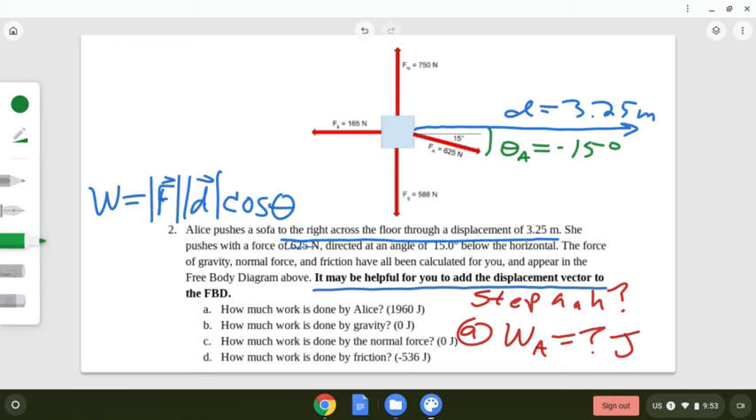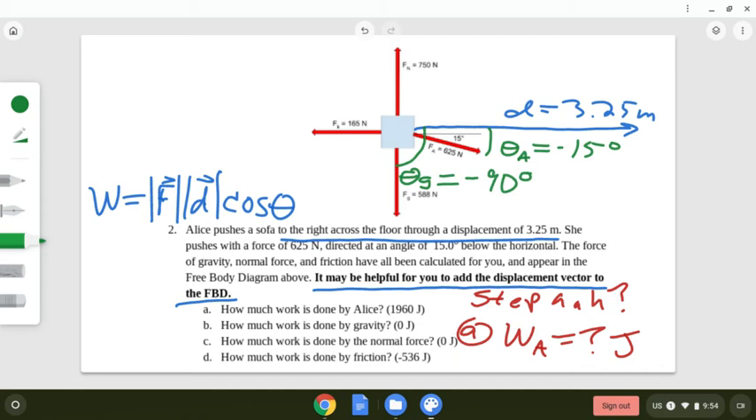The next one is going to be gravity. What's the angle between our displacement and gravity? That's this angle right here. Let's call this theta sub G, and theta sub G is equal to, well, that's a right angle. It's 90 degrees, and really we should call it negative 90 degrees.